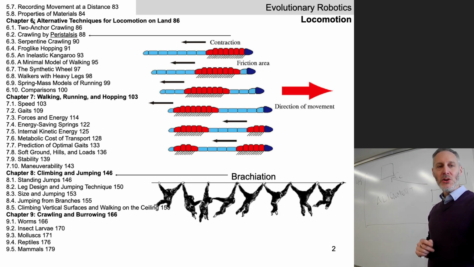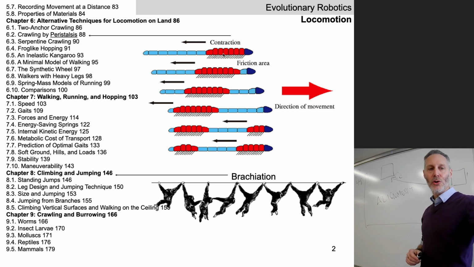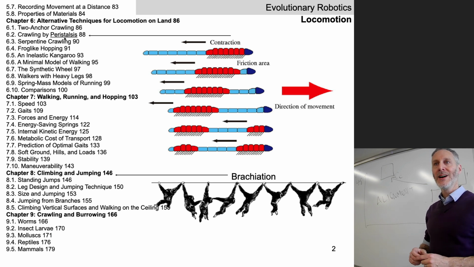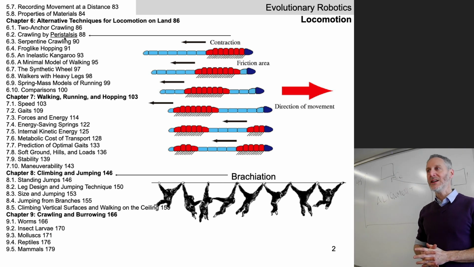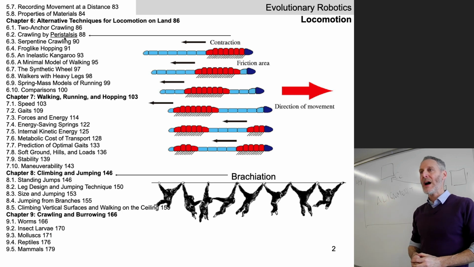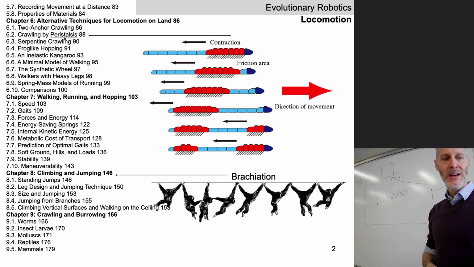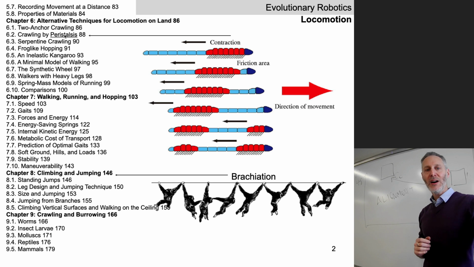Alexander's book continues. He starts with locomotion on land using some of the very earliest modes of locomotion, like peristalsis. When we get to soft robotics, we're going to see a lot of robots that actually do crawl and push their way through narrow apertures in the earth. It's a very, very old way of moving.